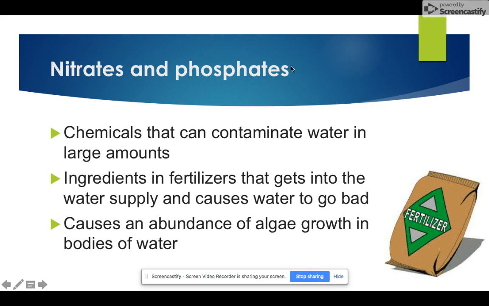I want you, when you see these words right here, nitrates and phosphates, you need to think of fertilizer. That's that stuff that farmers put on their plants that make them grow. Put on the crops to let them grow a whole lot quicker. Makes them grow quicker and bigger.